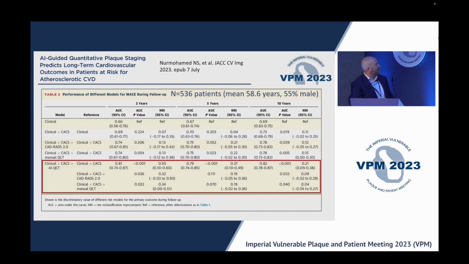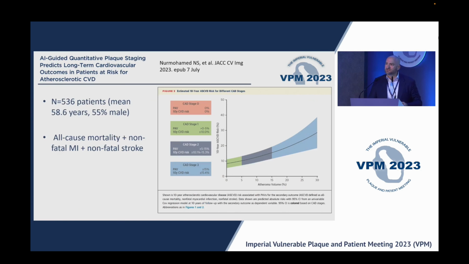Well, again, not surprisingly, when you look at 2 years and 5 years, there was the largest difference in area under the curve by using a software-based quantitative approach as compared to CAD-RADS or calcium scoring. This is a little bit attenuated over 10 years of follow-up. It's a relatively small group, and it did include revascularization as an outcome. But when you look at, could we use plaque, advanced plaque, to reclassify risk?